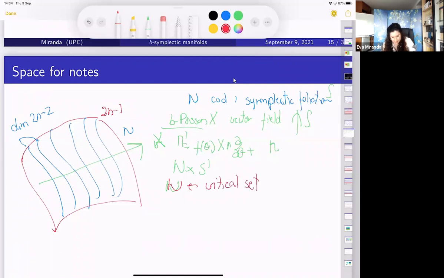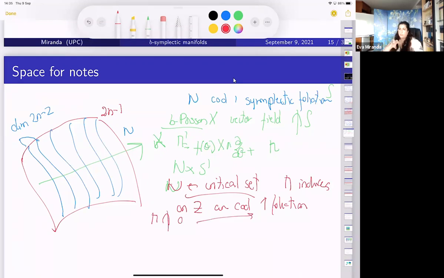And what happens is that the Poisson structure induces on Z a codimension 1 foliation. This comes for free, okay? Because if you write the condition that pi is transverse to the zero section, you get automatically this. You can do this by using Weinstein's theorem.